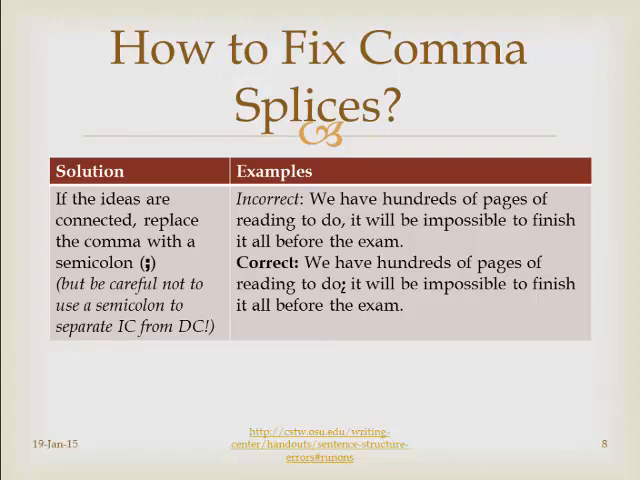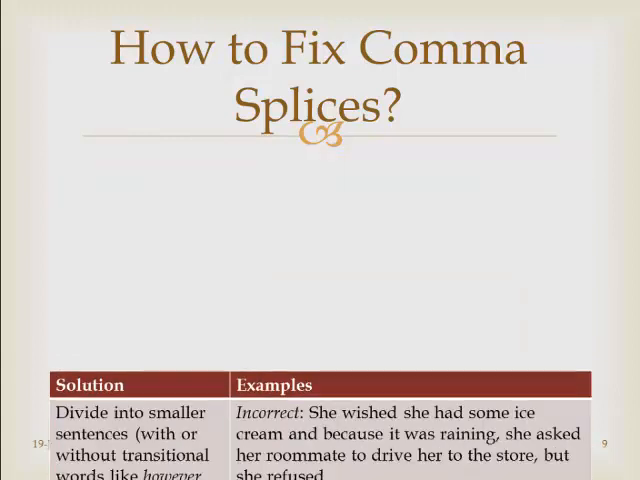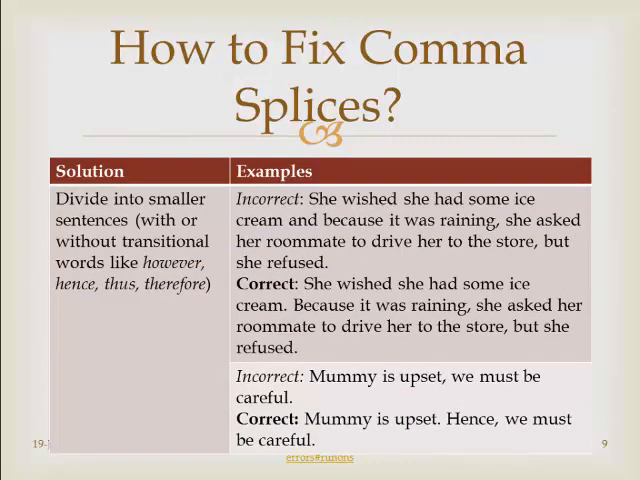For example, we have hundreds of pages of reading to do. It will be impossible to finish it all before the exam. So your ideas are connected. What you do is replace the comma, because if you put a comma, it is a comma splice error. But you change the comma to a semicolon and voila, a perfectly formed sentence. Okay, what other ways can we fix comma splices?